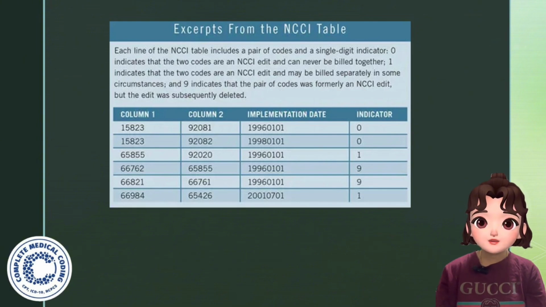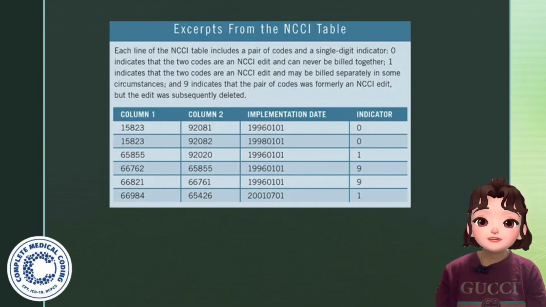0 indicates that the two codes are an NCCI edit and can never be billed together. Not allowed. We just read it, right? 0 means both the codes cannot be billed together. 1 indicates that the two codes are an NCCI edit and may be billed separately in some circumstances. Can be billed, cannot be billed also. That is what 1 represents.